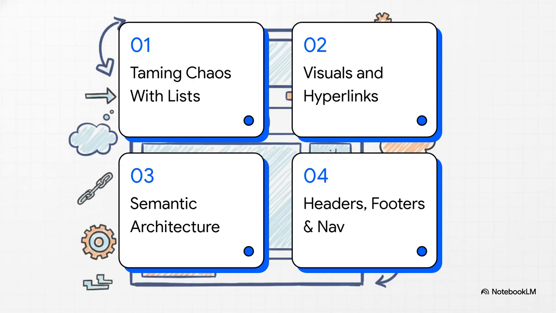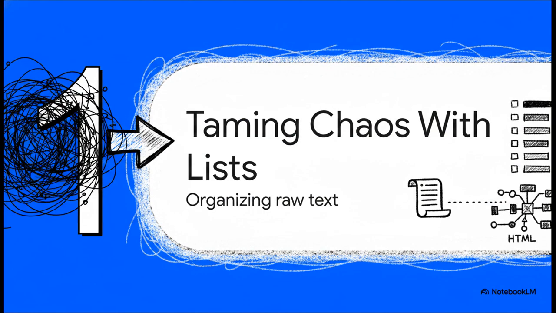Okay, so today's blueprint covers 4 key areas. We've got 1. Taming chaos with lists. 2. Visuals and hyperlinks. 3. Building semantic architecture. And finally, 4. Headers, footers, and navigation. Let's get right into it. Starting off with Section 1, Taming Chaos with Lists, where we're organizing raw text.